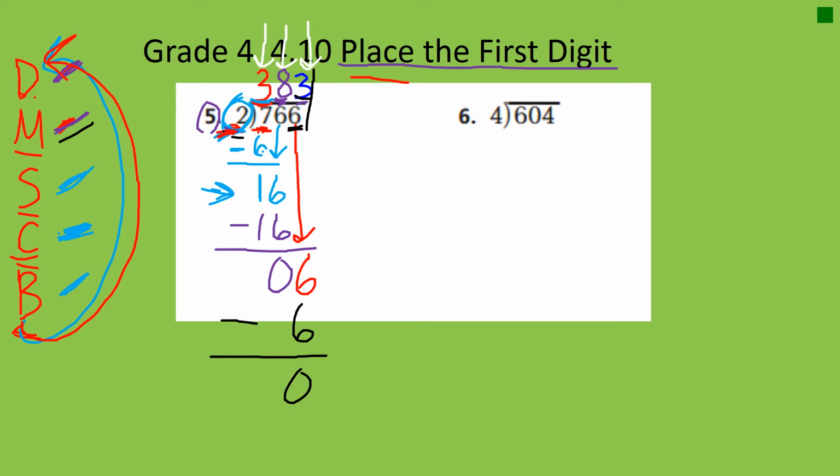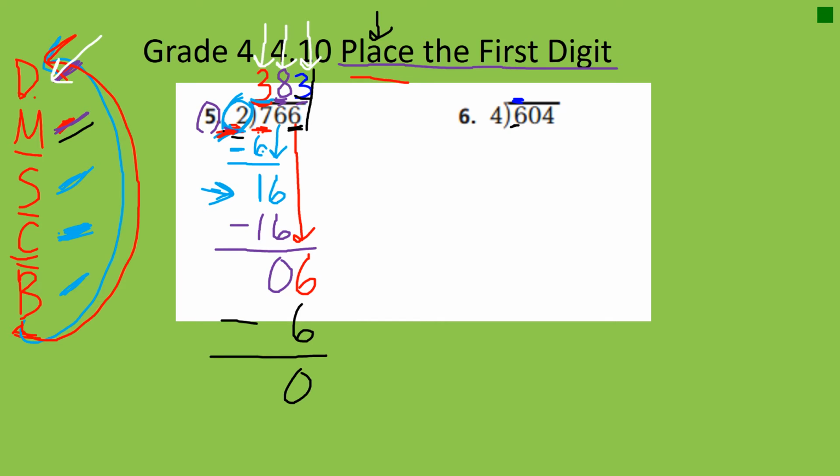All right? Let's try number 6 now. So it's 604 divided by 4. I want you to think about placing the first digit. I have 6 hundreds. Can I give 100 to each of 4 people if I have 6 hundreds? Absolutely. I've got plenty. So the first digit is going to go right there over the hundreds place. Okay? Let's go back over here.